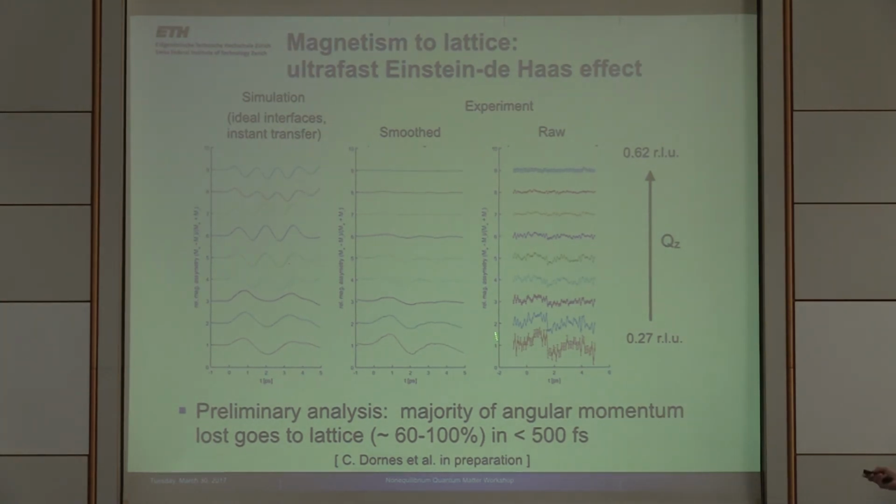So our preliminary analysis, based on the magnitude of the modulation that we see here, which has about the right frequency to be a transverse wave, and seems very consistent with that in terms of the magnetization, is that we think that a majority of the angular momentum from a quantitative analysis is going to the lattice in less than 500 femtoseconds. And this 500 femtoseconds is a very generous cap. Actually, Chris Dorrance, my student, will say that it's less than 250 femtoseconds, but I'm more conservative.